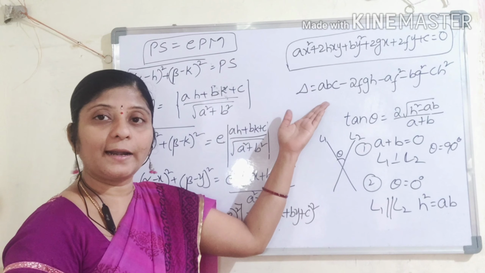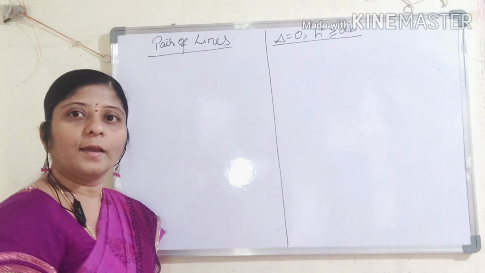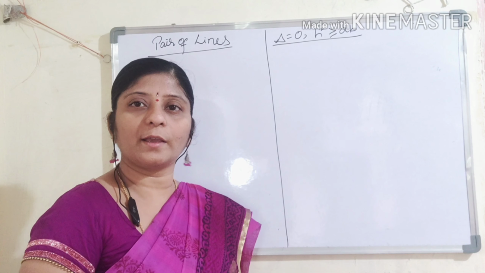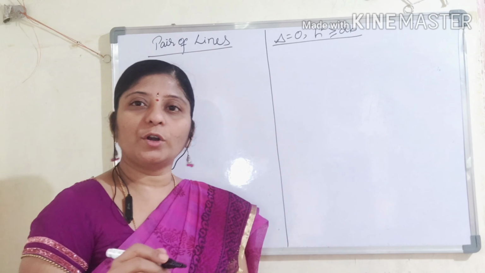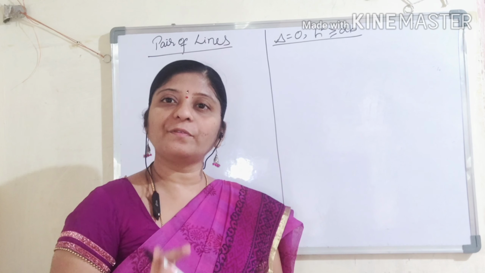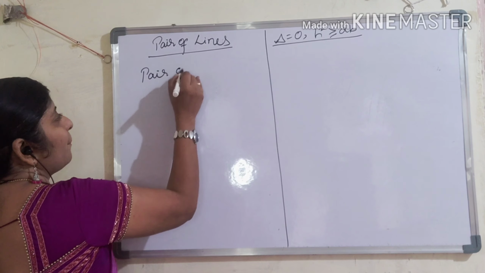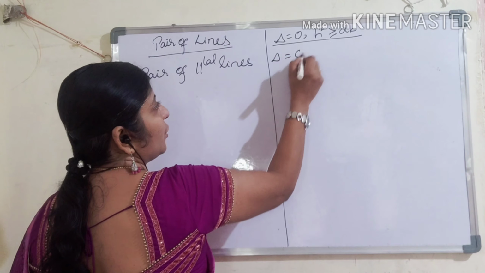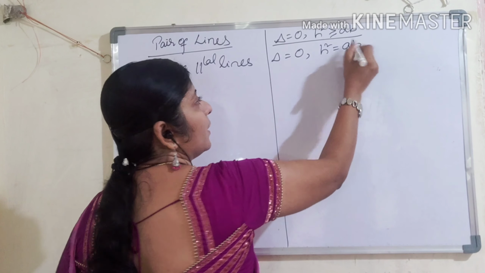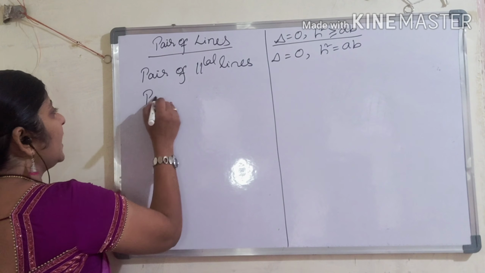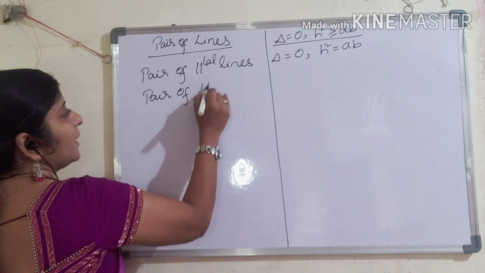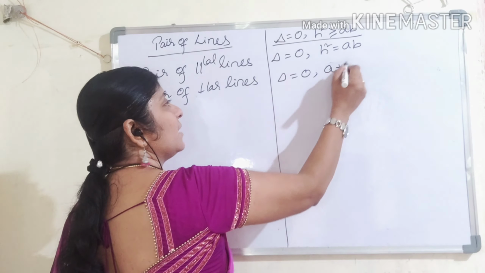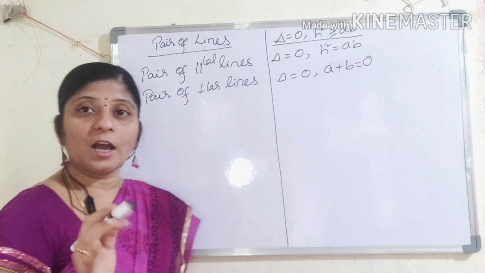Let us see what conics we get by applying delta conditions. Here we have a pair of lines when delta is equal to 0 and h square is greater than or equal to ab. When delta is equal to 0, we always get a pair of straight lines. We get a pair of parallel lines when delta is equal to 0 and h square is equal to ab. We get a pair of perpendicular lines when delta is equal to 0 and a plus b is equal to 0.